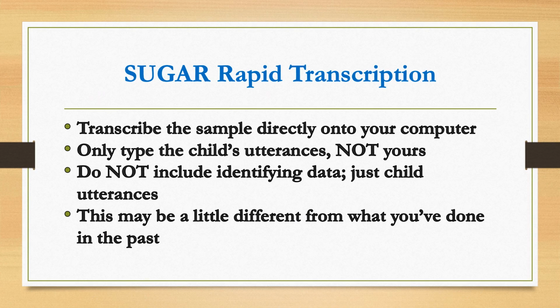First, when you're transcribing your language sample, you're going to transcribe it directly onto your computer, into some kind of word processing program like Microsoft Word. You will only transcribe the child utterances, not yours. Also, you don't include any identifying information. You just type in the child's utterances. We recognize this might be different from what you've done in the past, which is why we're telling you how to do it so that you can prepare the transcript for a SUGAR analysis. So again, you transcribe the sample directly into Microsoft Word, and you only transcribe the child's utterances.